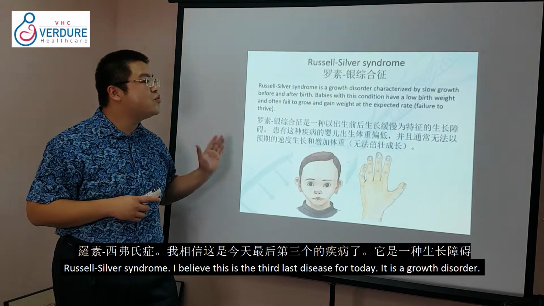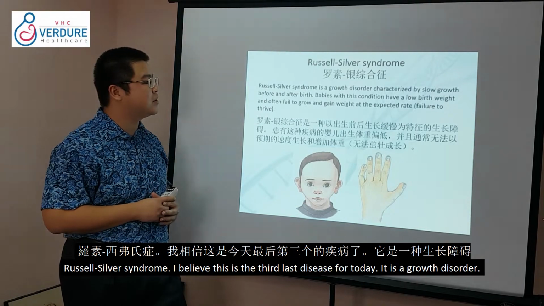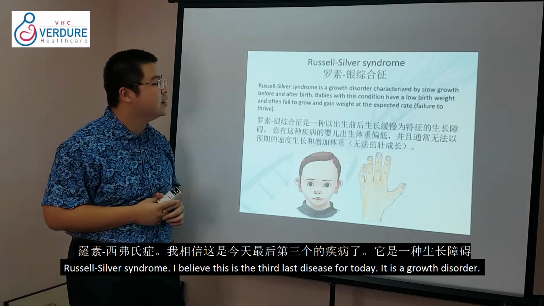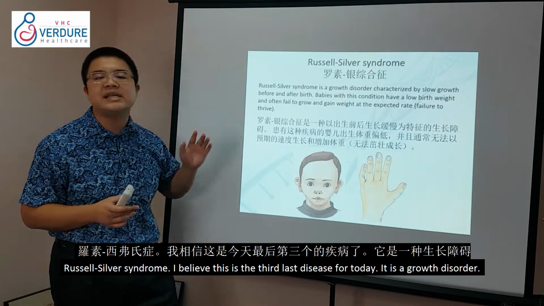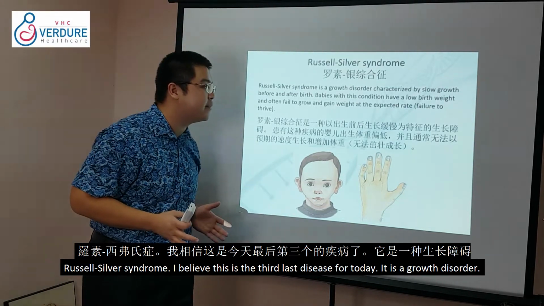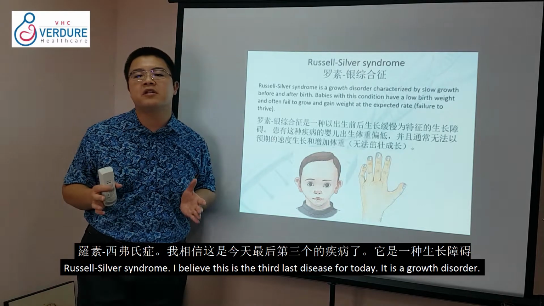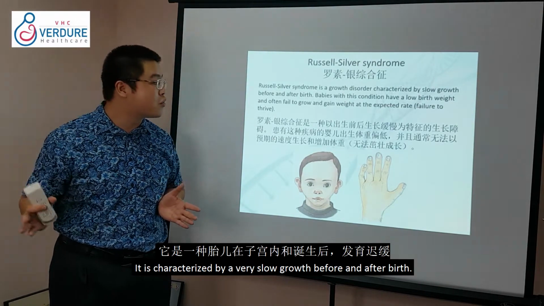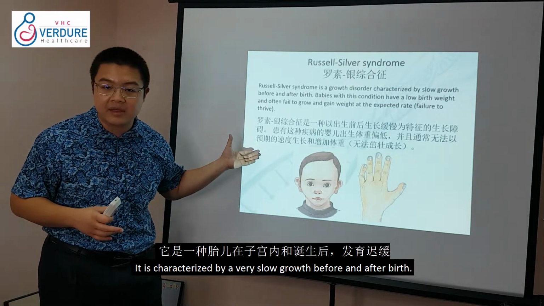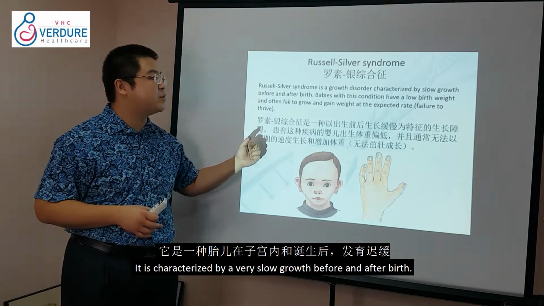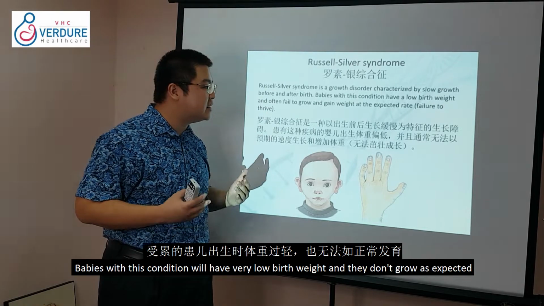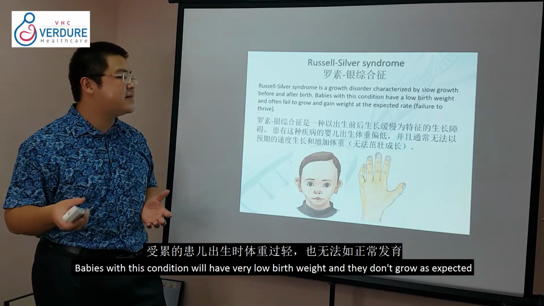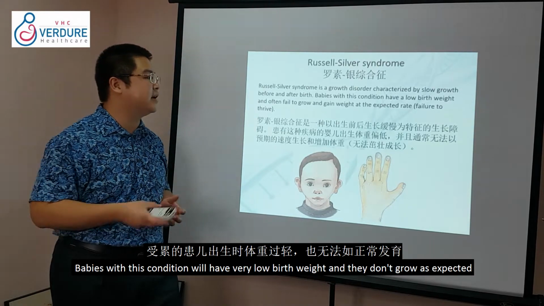Okay, so Russell-Silver syndrome. I believe this would be the second last disease we're going to talk about. Russell-Silver syndrome is actually a growth disorder. It is characterized by the child having very slow growth, even before birth, and after birth as well. Babies with this condition will usually have a very low birth weight, and then they don't grow as expected.